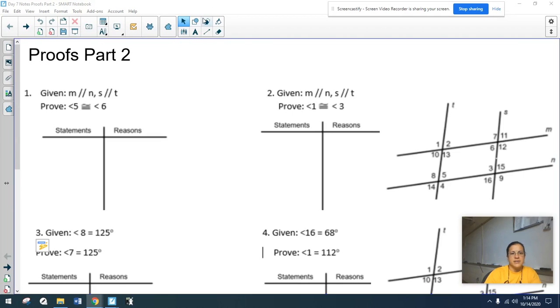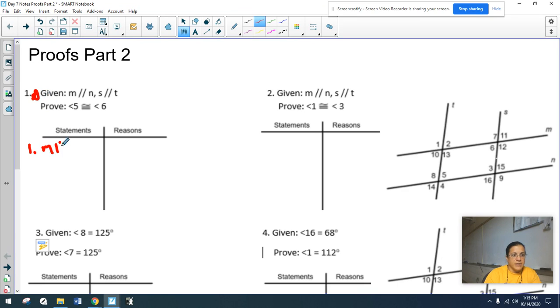For our proofs, this first one, again, I will really encourage you to pause me, try to get through as much as possible, see where you're getting stuck, and try to figure out how to fix that. All right. So for the easy part, no one should miss the beginnings. So the given statements, those always come first.